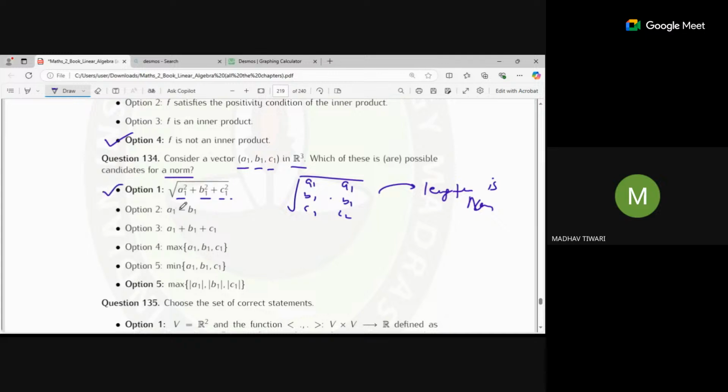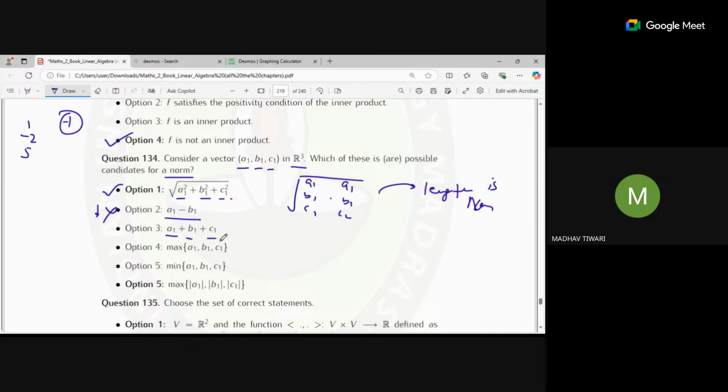This one is not going to satisfy, because the norm of every vector should be greater than 0. You can see this value will go below 0. Suppose I take 1, minus 2, and 5. In this case, if I use this as the norm, it will give minus 1, but length cannot be negative, so you can remove this one.